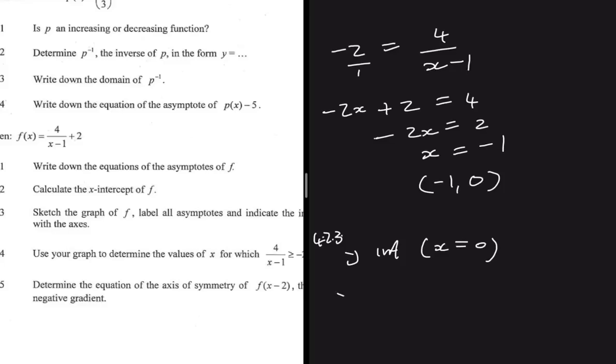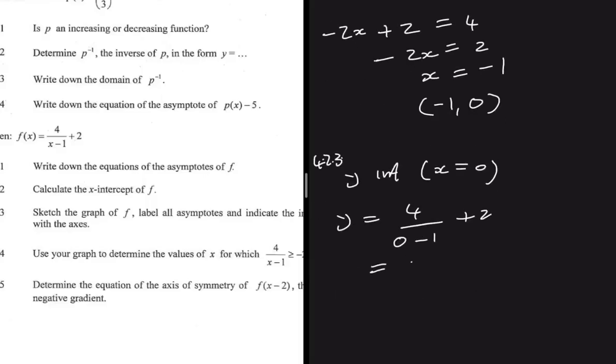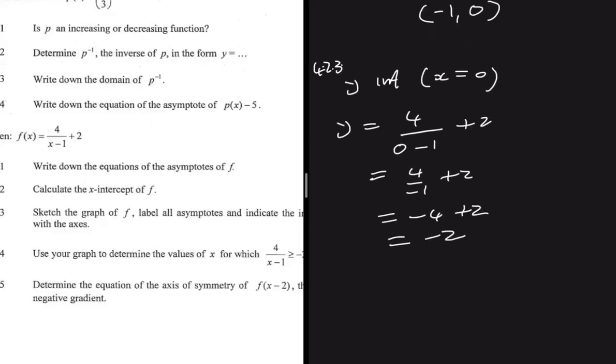So we're going to have y equal to 4 divided by, now x is 0, so 0 minus 1, plus 2. So we have 4 divided by minus 1 plus 2. This is minus 4 plus 2, which is equal to minus 2, right? So the coordinate for our y-intercept is x equal to 0 and y equal to minus 2. Now we have the asymptotes and we have the intercepts, so we can sketch our graph. Let's go ahead and do that.